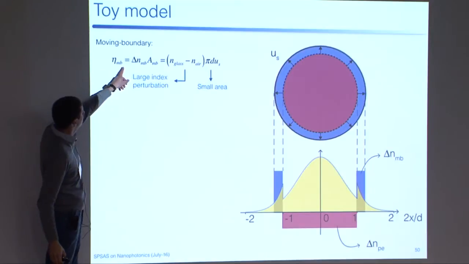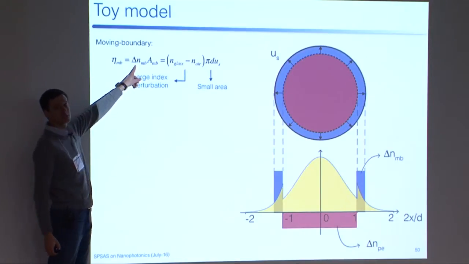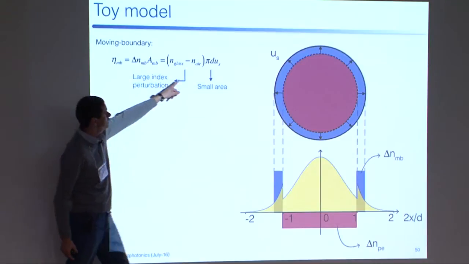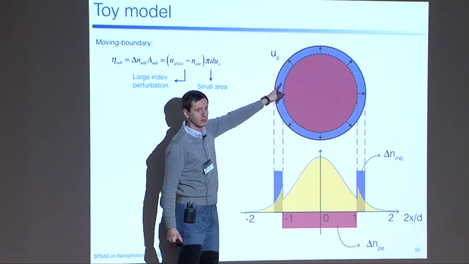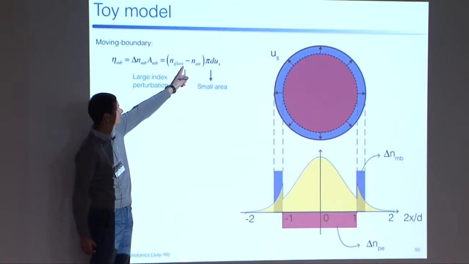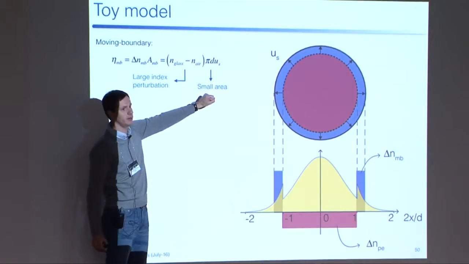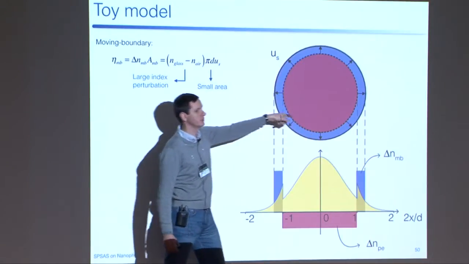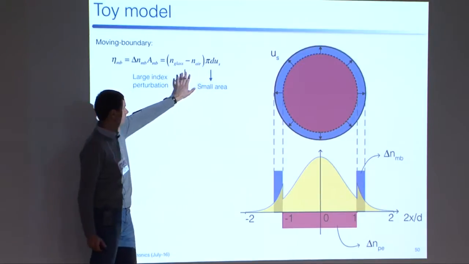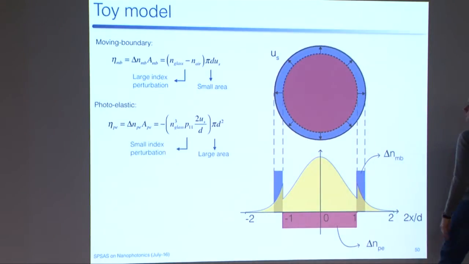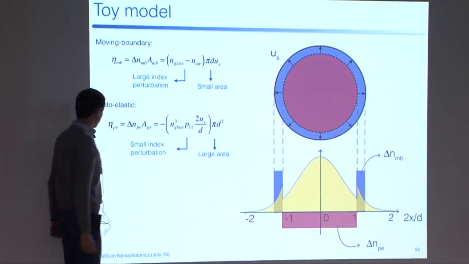And I'm going to say this is going to be a product between the actual change in the index and the area in which that perturbation happens. So the actual change in the index, that's easy. It was air, and now it's glass. So it's 1.5 minus 1. So this is 0.5. There you go. The change in index is huge, okay? It's very large, because you go from glass to air. But it only happens in a very small area. Which area is that? Well, it's also very simple, right? It's the displacement multiplied by the perimeter, right there. Okay, and then the other one, here's what we're going to do.